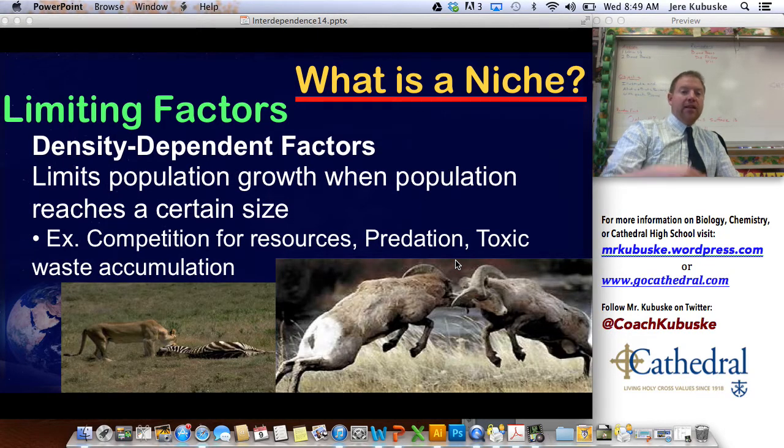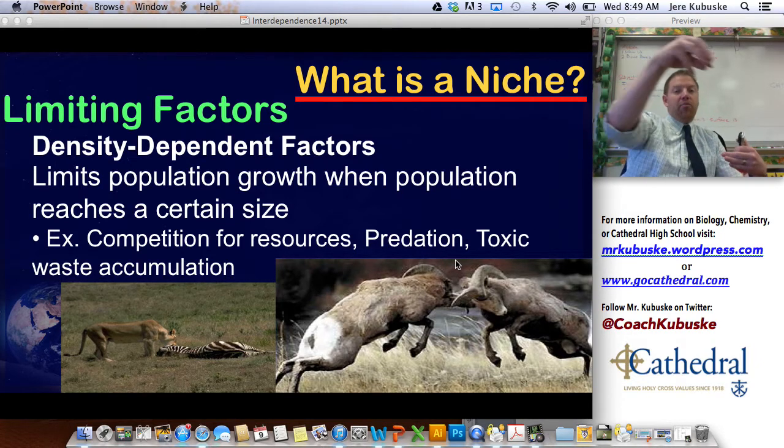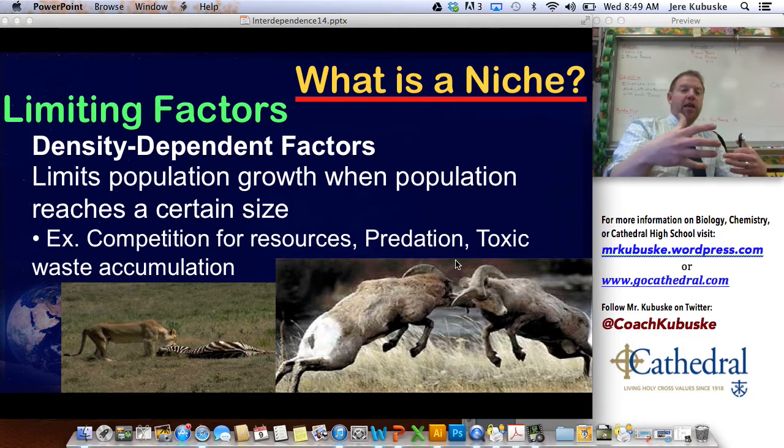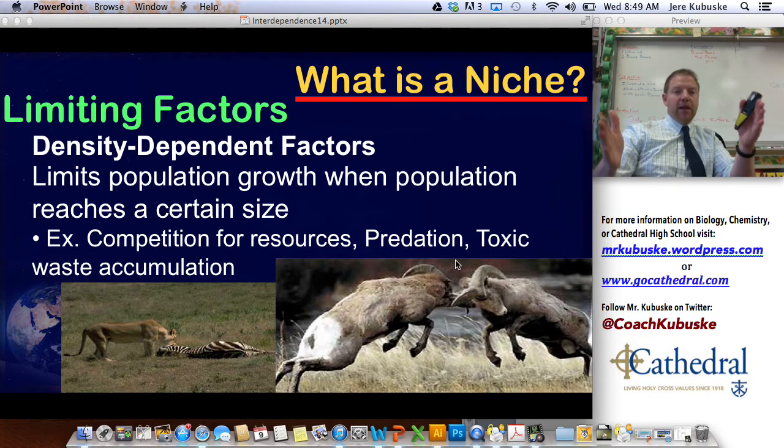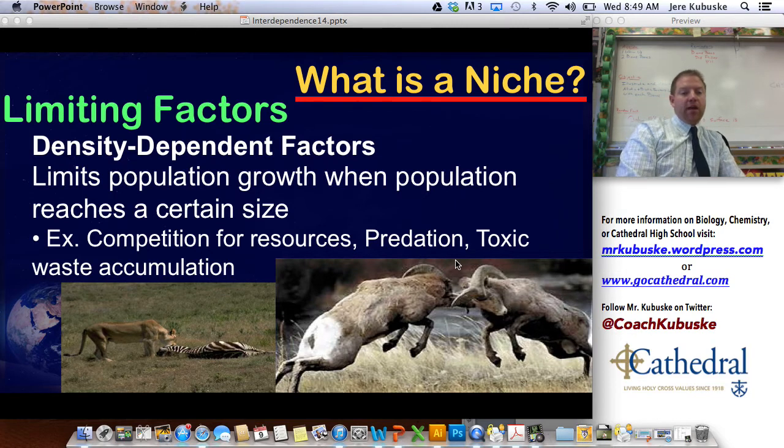Density dependent factors limit the population growth, but only when it reaches a certain size. So there's only so much food, and once you run out of that food, well, that's the max that we can have in our population. Or there's this many predators, and that controls the size of my population. So if it's controlling the size of a population and keeping it inside a range, that's a density dependent factor. You can see the examples I have written here: competition for resources, predators, toxic waste accumulation, especially in fish populations.